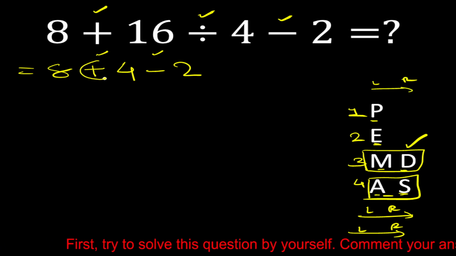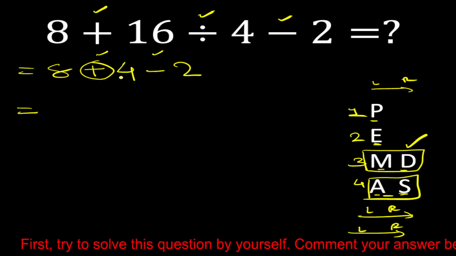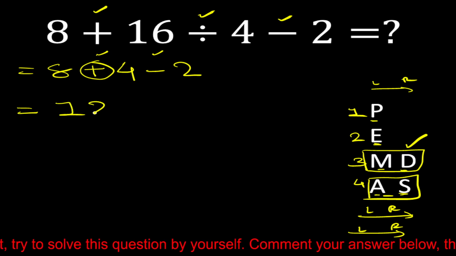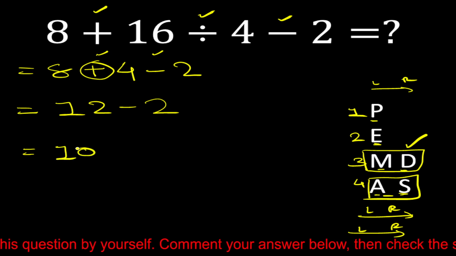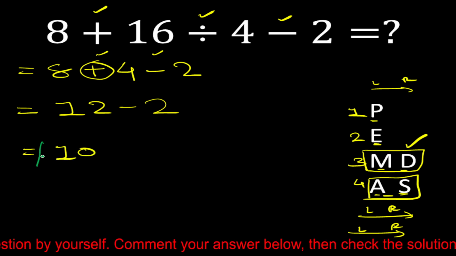So first we have to solve this addition. It is equal to 8 plus 4 is equal to 12, minus 2. Now 12 minus 2 is equal to 10. So the correct answer is 10.